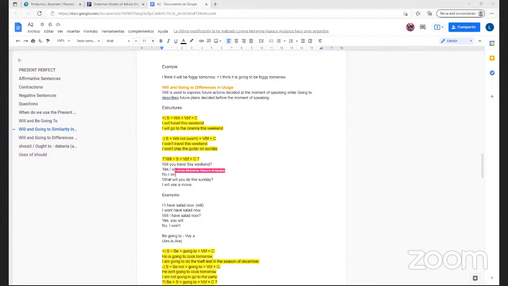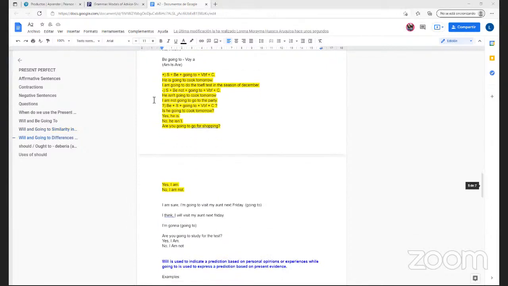So if I have, for example, WH questions: what will you do this Sunday? So more information. What will you do? I will see a movie. Great. So that is for will, probable plans in the future.